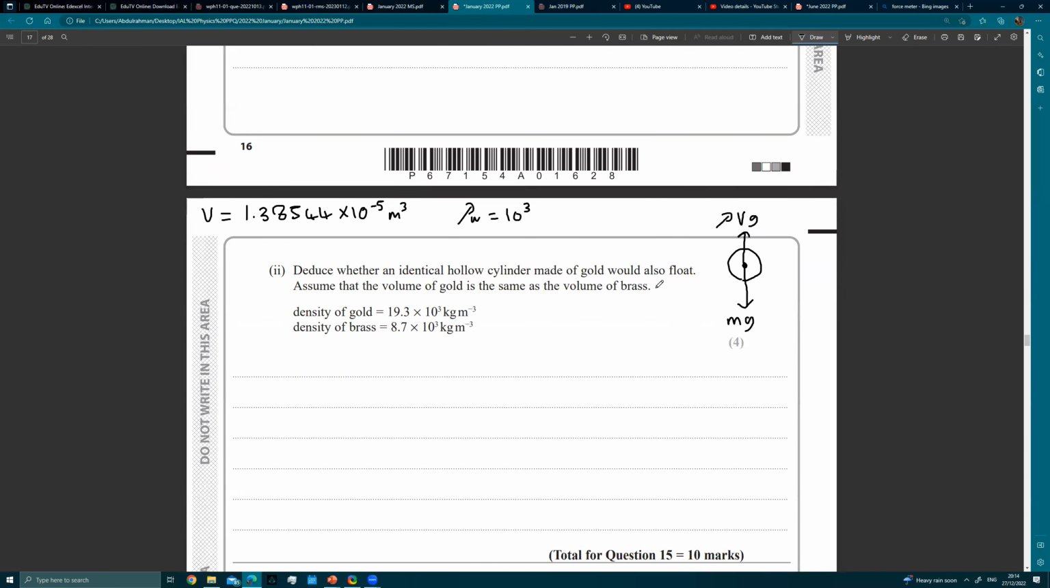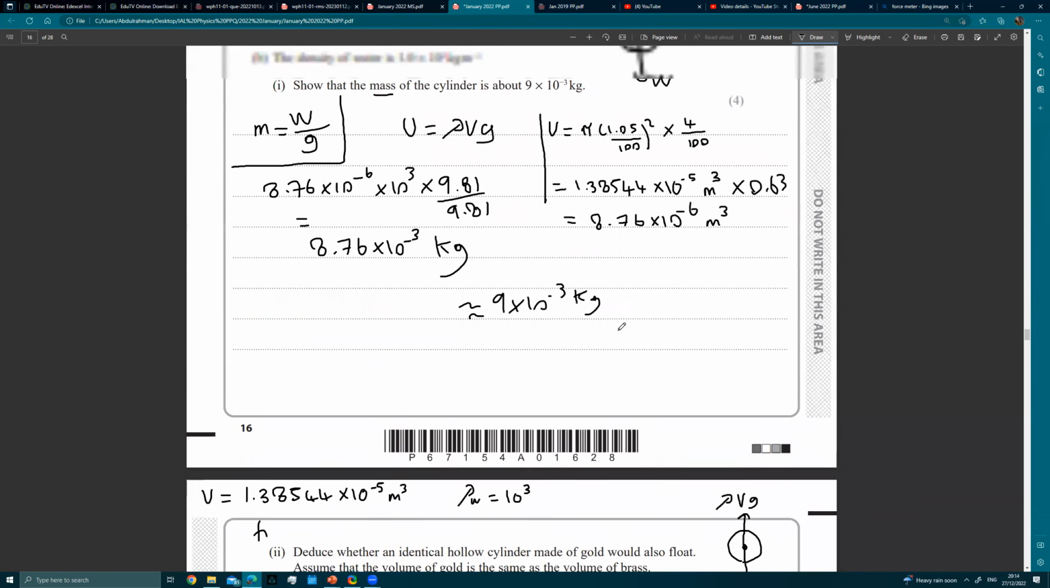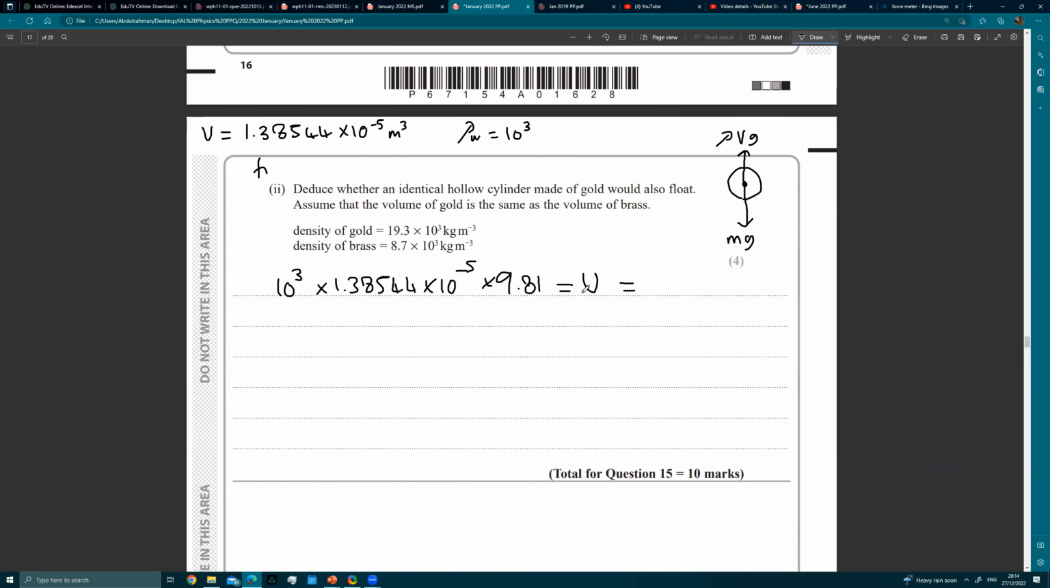So you need to understand, for it to float, the upthrust has to equal the weight. The upthrust is the density of the fluid, which is just 10 to the 3. That's the density of the water. The volume is the same volume as previously, which we worked out to be 1.38544 times 10 to minus 5, multiplied by 9.81. This is your upthrust. Work it out, and you get what you get. I think we worked it out before by accident. So someone else work that out for me while I talk about mg.